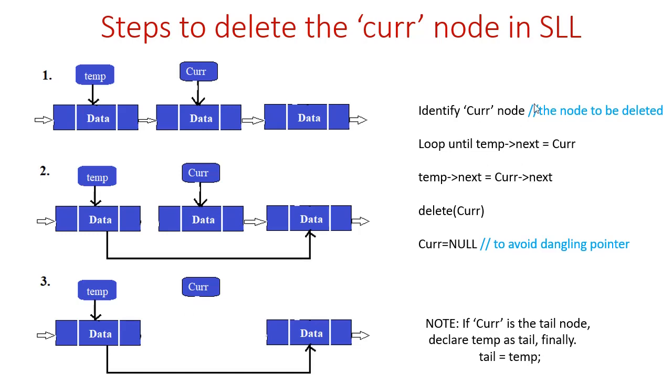That is shown in the code snippet. Identify the current node, that is, the node to be deleted. Set temp equal to head, and loop until temp's next happens to be the current node, that is, identify the node just one step previous to the current node. Then establish this link: temp's next is current's next. Finally, you can delete the memory allocated to the current node. Then we set current equal to null to avoid the dangling pointer problem. So we have deleted that random node.